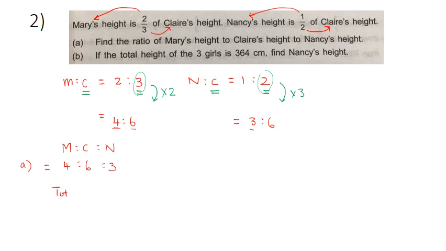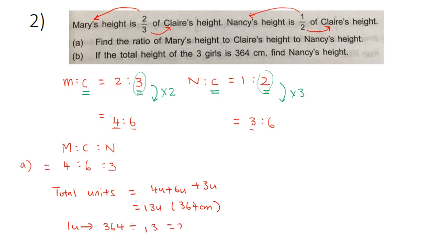Let's find total units based on A. So total units will be 4 units plus 6 units plus 3 units. That gives you 13 units. And this is 364 centimeters. We can find 1 unit from there. So we have 364 divided by 13.